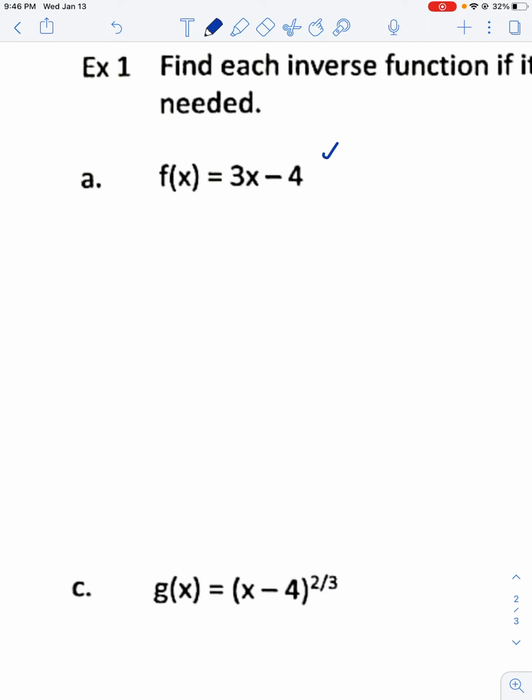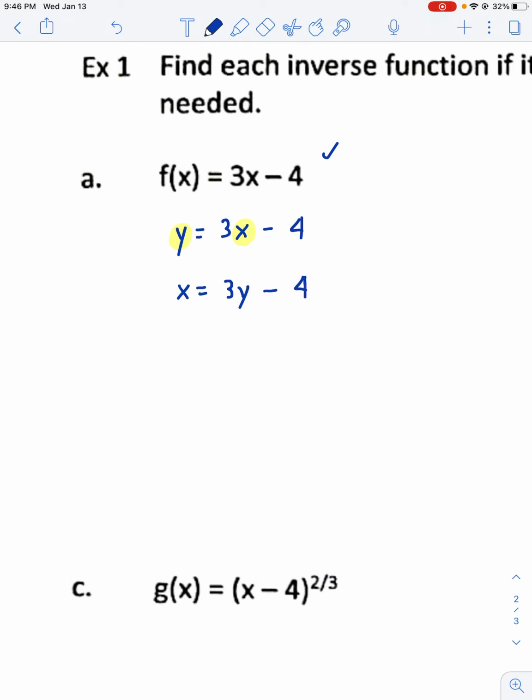Well, if you're looking at this thing like I'm looking at it, it doesn't even have a y. Or does it have a y? Of course it does. You guys all know that f of x is just another way of saying y. That's y equals 3x minus 4. That's what that's saying. So we're literally going to take this y and this x and we're going to swap them. So we're going to rewrite this equation where it says x equals 3y minus 4.